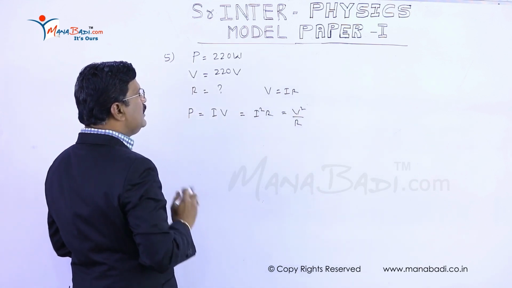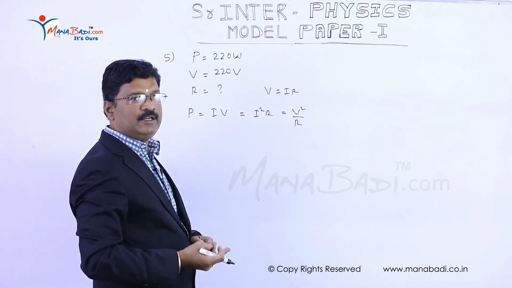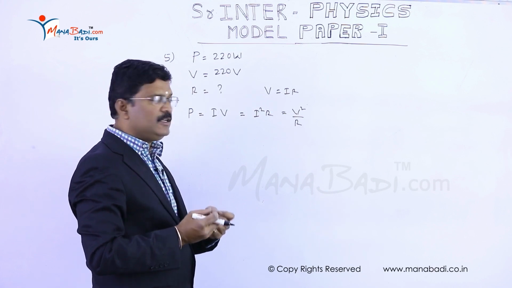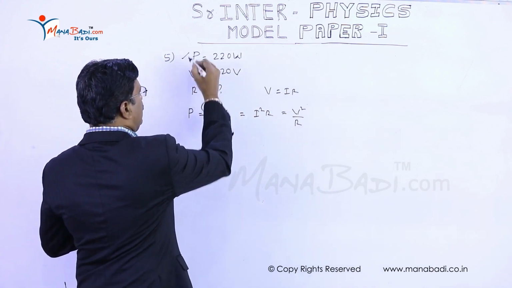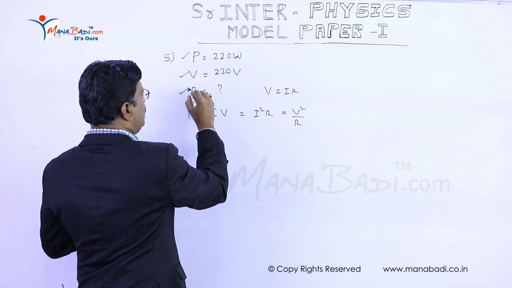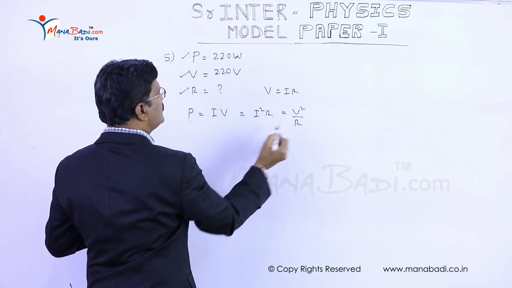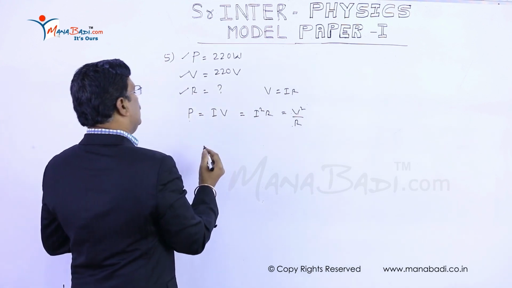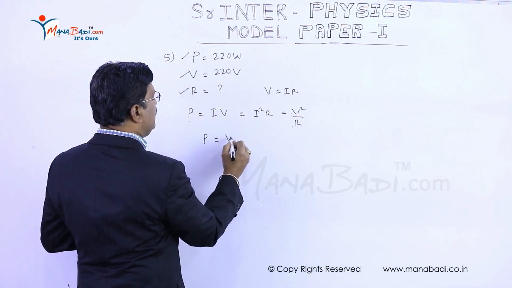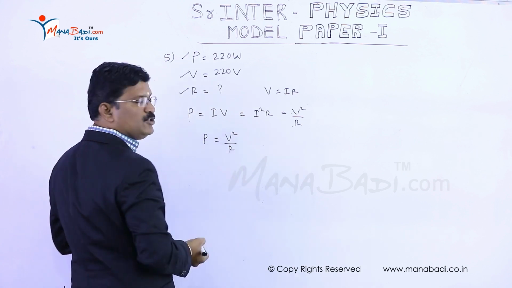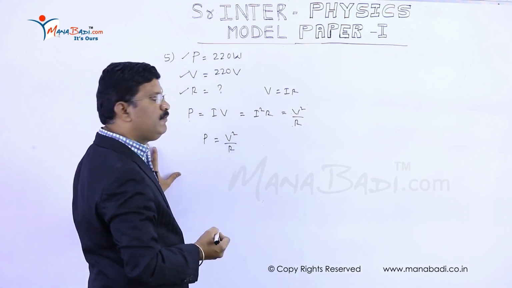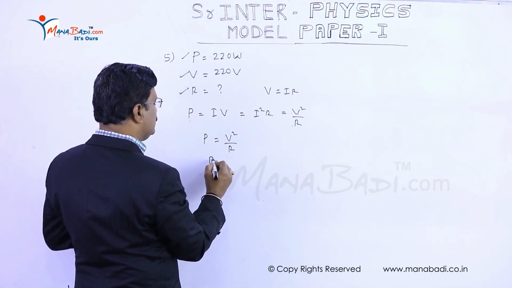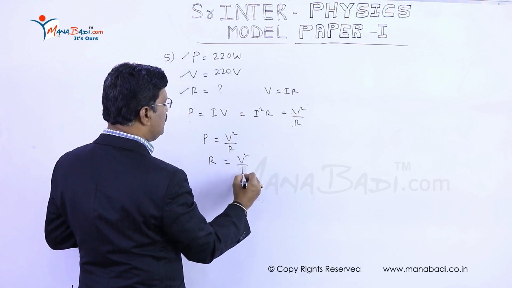So in the given problem, power and voltage are given and we want resistance, which means current is not required. We need power, voltage and resistance. Therefore, the third expression will be used in calculating the resistance. Power is given by V square by R. Now we are supposed to calculate R, so let us interchange the terms. R = V square by P.